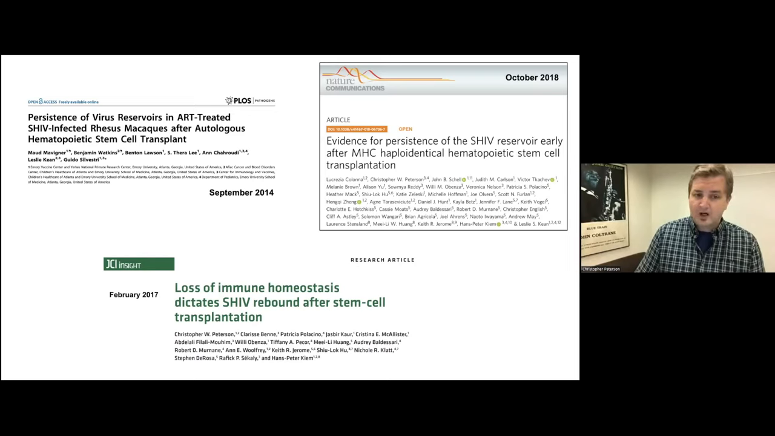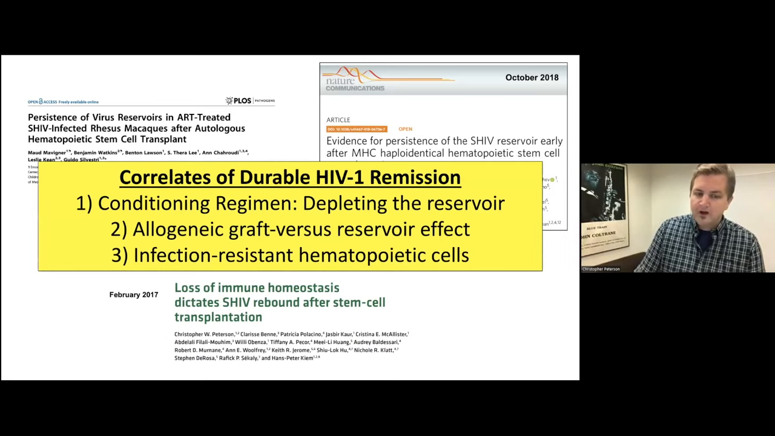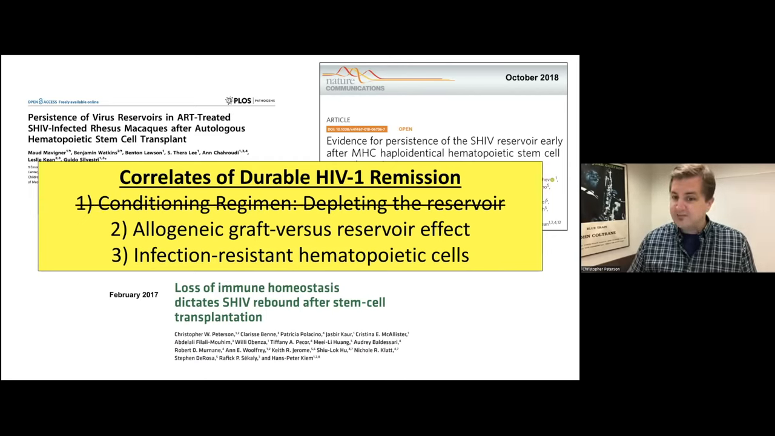there are a number of correlates of cure in those patients. This was also something that was touched on this morning. But what we've shown is that, for example, the conditioning regimen, which is used to deplete those leukemia cells, but also could deplete the viral reservoir, is effective, but it also takes away some of the HIV-specific immune cells. So we think that's sort of a double-edged sword.